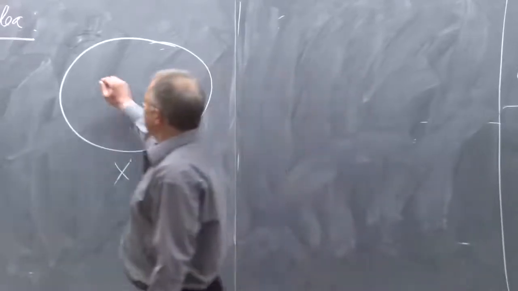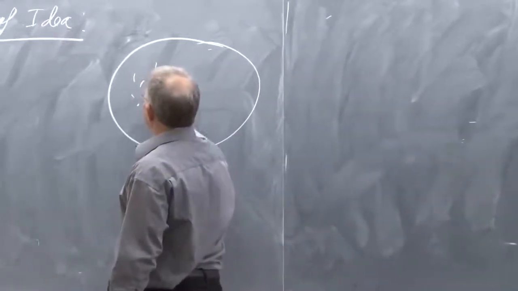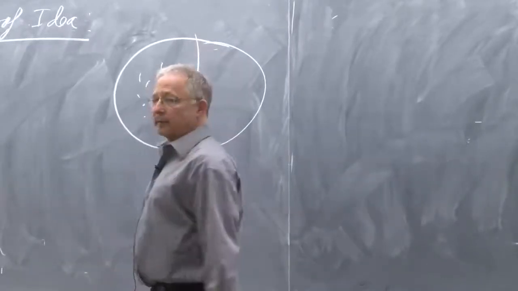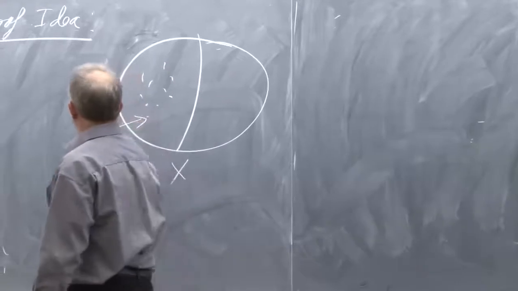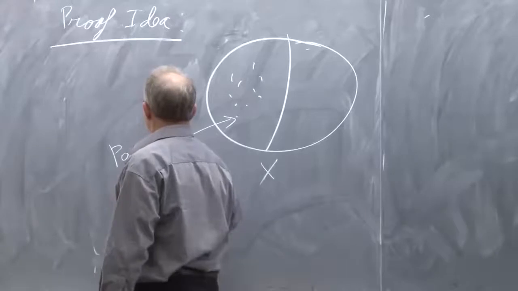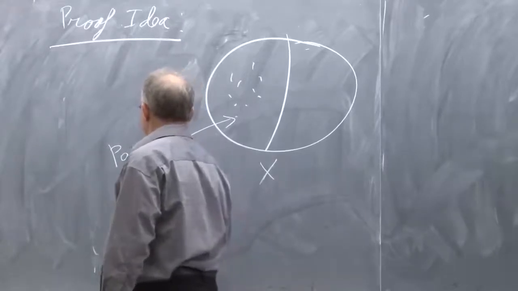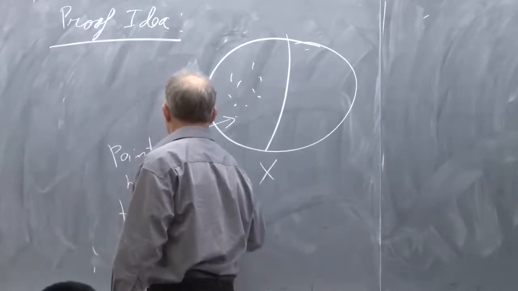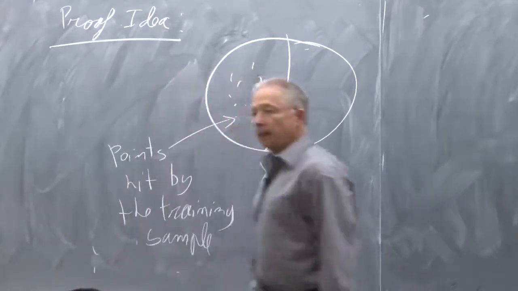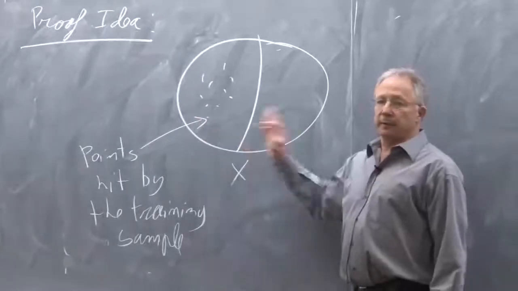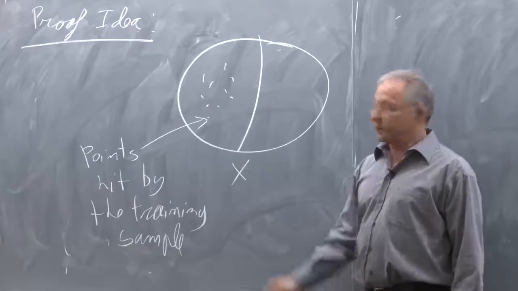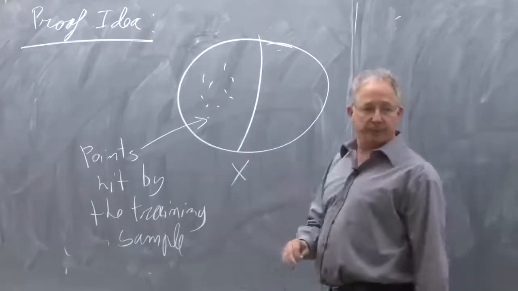So the idea is to look at the sample points that were the input to my algorithm. And let's just draw it like this. So these are the points hit by the training sample. And we know that the points hit by the training sample are at most half of the size of X. So what I have here is at least half on this side.